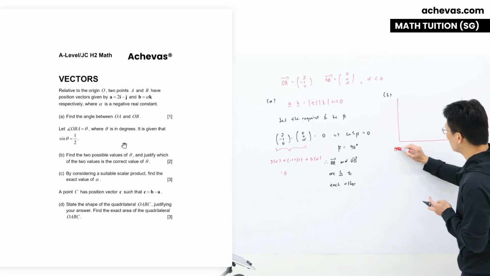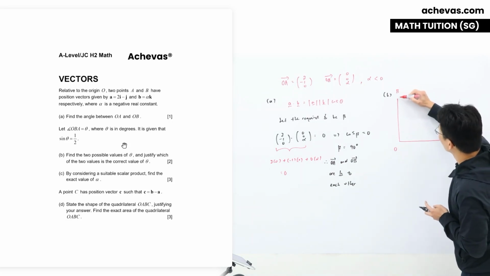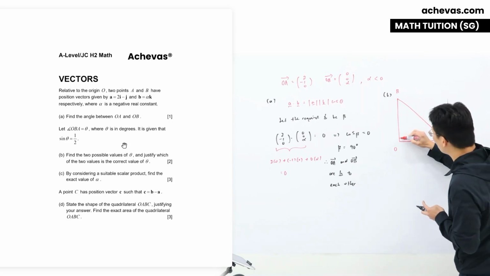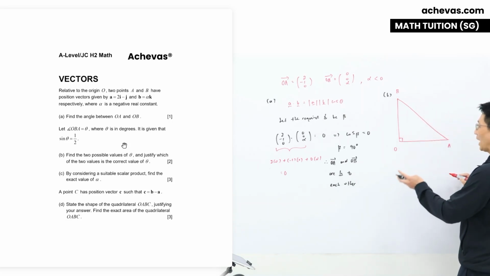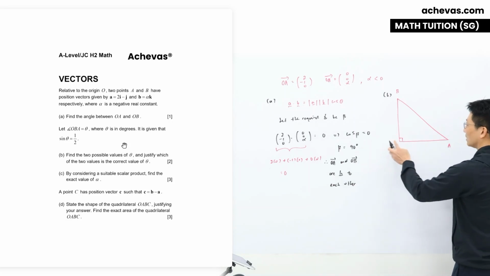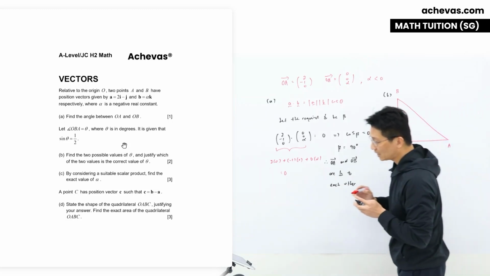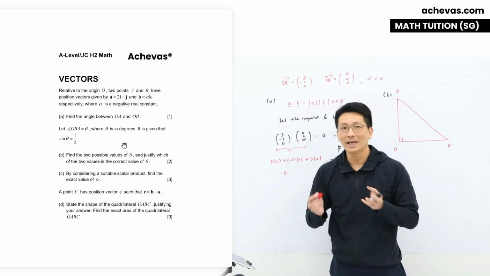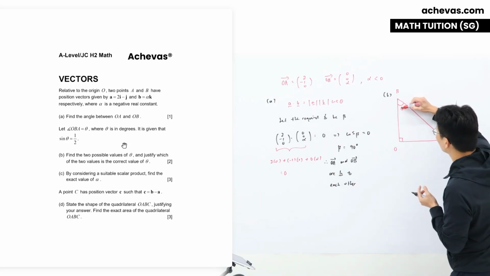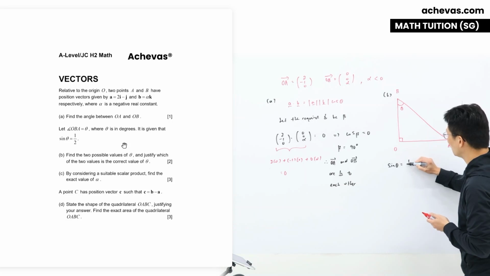Maybe I can draw a simple diagram to illustrate this situation. We have O here. Let's call this A. This is B. Let me connect B and A. From part A, we already showed that the angle between OA and OB is a right angle, so I will just put it as a right angle here. It also said that angle OBA is equal to theta, so I'm going to write this as theta. It's given to us that sine theta equal to half.